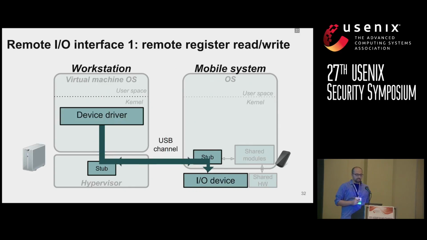Having this low latency USB channel, we can implement all the interfaces between the driver and device remotely. First interface is remote register reads and writes. We know the physical address range for each device, and we can track those addresses in the hypervisor of our workstation. And if any register access happens on those addresses, we can forward it to the mobile system using our stub.